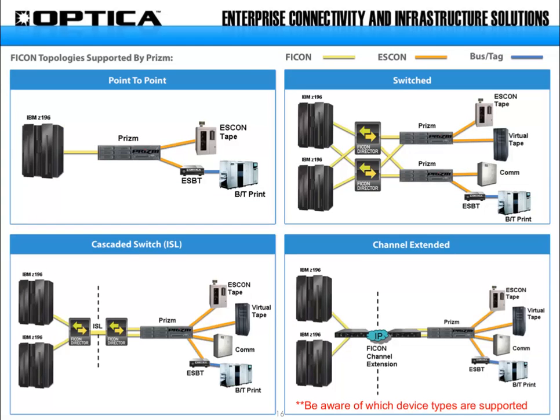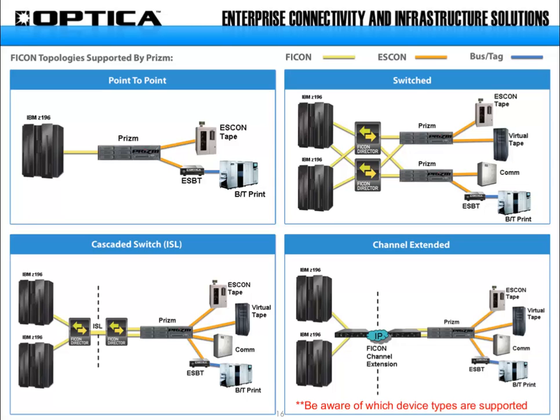Okay, so this is representative of all of the topologies that are supported by Prism. Essentially, any topology that you're running today, you can introduce Prism into without a problem. In the upper left, this is the simple direct connect methodology. This is without FICON switching. Many BC customers are in this mode where you're not running a FICON switch of any kind. Prism can connect directly to the chiplet without a switch in the middle. That's not a problem at all.